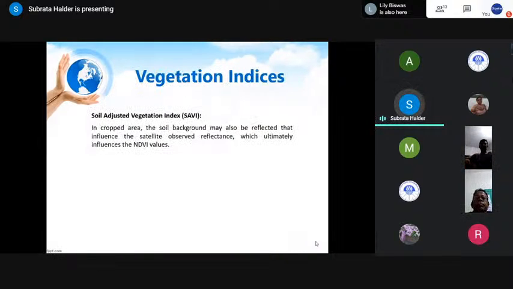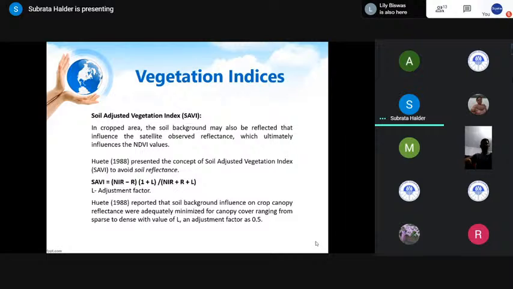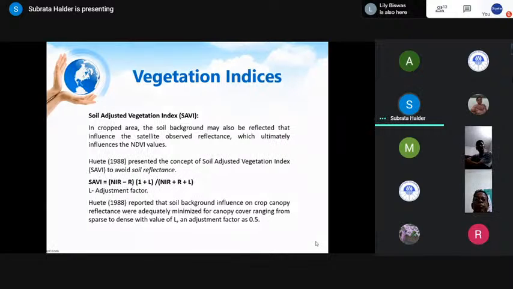Another one is soil adjusted vegetation index. In cropped area, the soil background may be reflected that influences the satellite observed reflectance, which ultimately influences the NDVI value. Huete presents the concept of soil adjusted vegetation index to avoid soil reflectance with this formula. He reported that soil background influence on the crop canopy reflectance was adequately minimized for canopy ranging from sparse to dense with a value of L, an adjustment factor, that is 0.5.